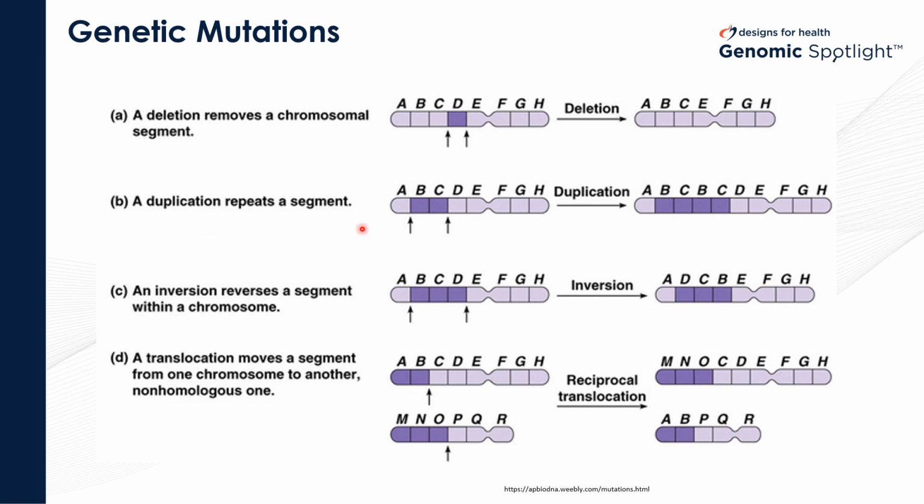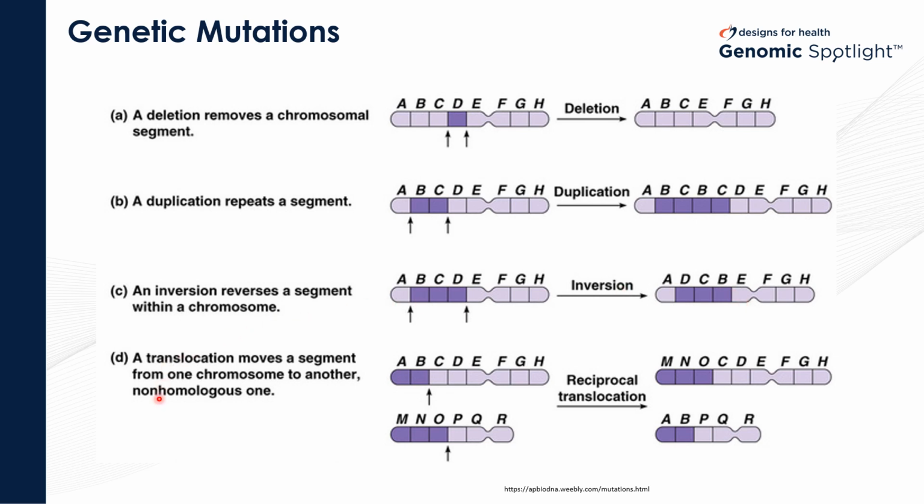Duplication is different. So here in the example, you see the segments A, B, C, D, whereas in the example on the right, the segment BC is duplicated. So you have A, B, C, B, C, D, E, F, and so forth. During an inversion, this reverses the segment within a chromosome. So A, B, C, D, E becomes A, D, C, B, E. Sounds like kind of a tongue twister, but it just reverses the direction.